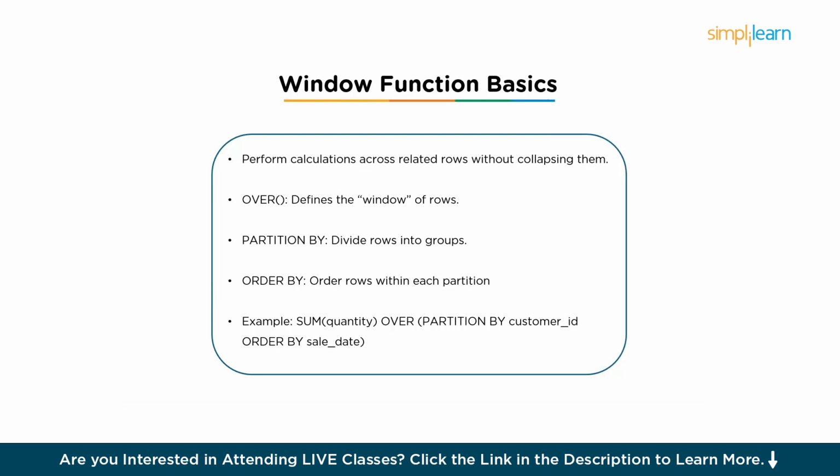For example, if you're calculating a running total of sales, you might partition by customer ID to get a separate running total for each customer rather than one grand total. ORDER BY within the OVER clause specifies the logical order of rows within each partition. This is absolutely crucial for functions that depend on the sequence of data, such as ranking functions or calculating cumulative sums, ensuring the calculation is performed in the correct order. Without ORDER BY, the results of some window functions might not be deterministic.